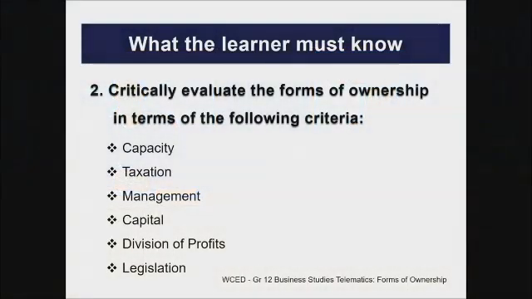Right. We are going to focus on information that is in the exam guidelines, also part of the lesson preparation. They need to critically evaluate the forms of ownership in terms of the following criteria: capacity, taxation, management, capital, division of profits, and legislation. That's also a mouthful. Yes, but it's important that learners know those criteria, because very often learners don't even know.